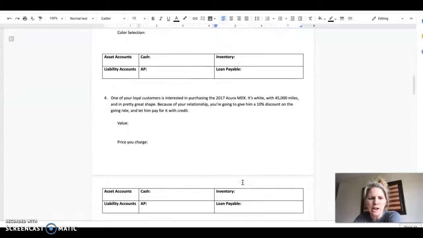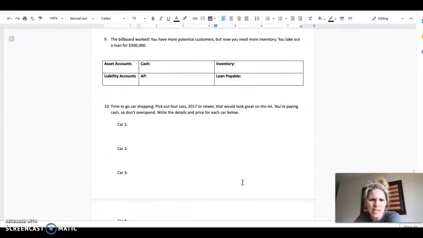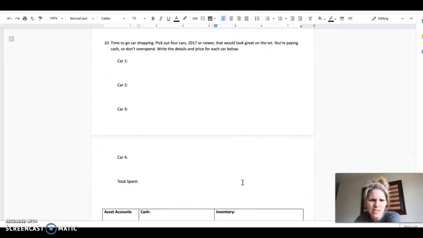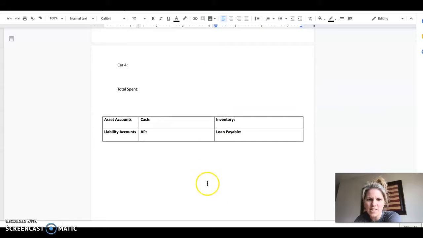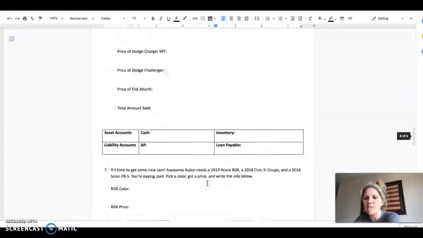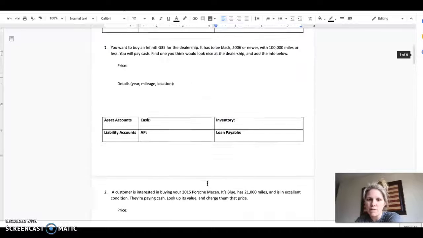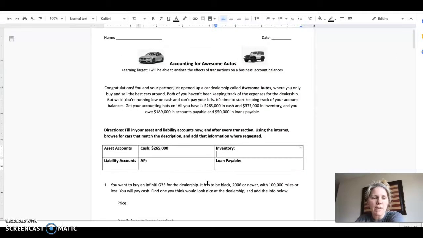Now, as you see here, you have I think at least 10 different vehicles or so, or some different activities that you have to do. So keep in mind, you can't be in the negative. So as you progress through this, you might have to go back and find maybe a cheaper vehicle from one of the scenarios. So hopefully that makes sense, and you'll have about a week to complete this assignment.